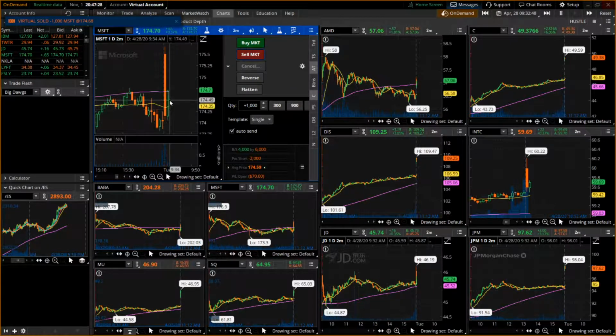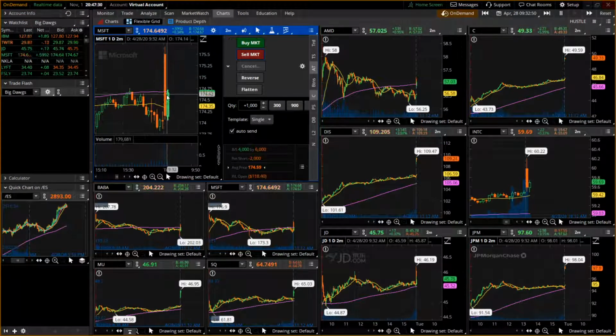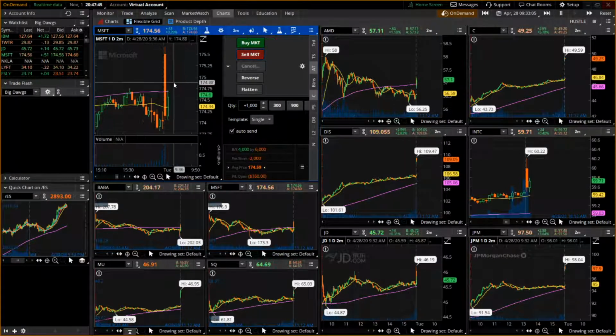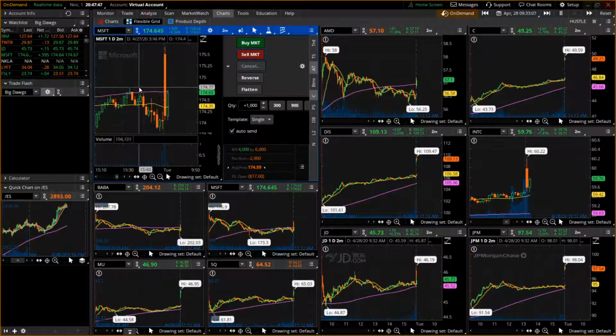Now, so it's climbing up. It was thrown off the building. The dead cat is bouncing off of the ground. Let's go short some more. If we hit... So right now price is making its way about 50% up this candle.